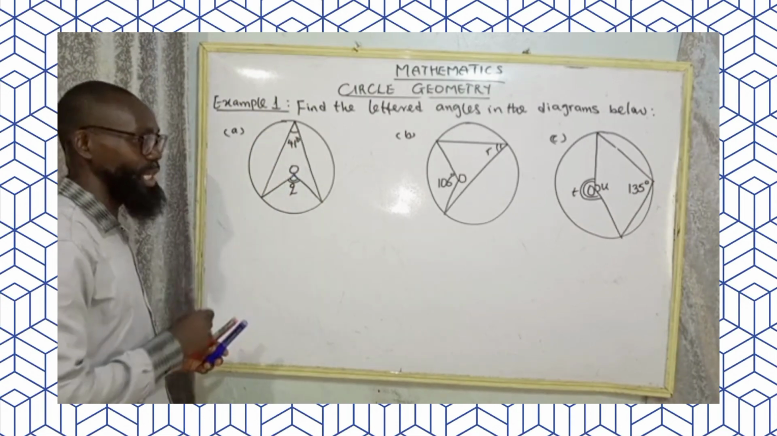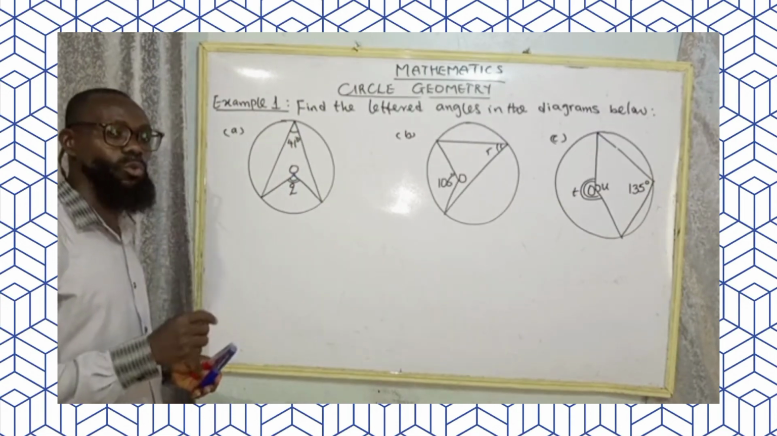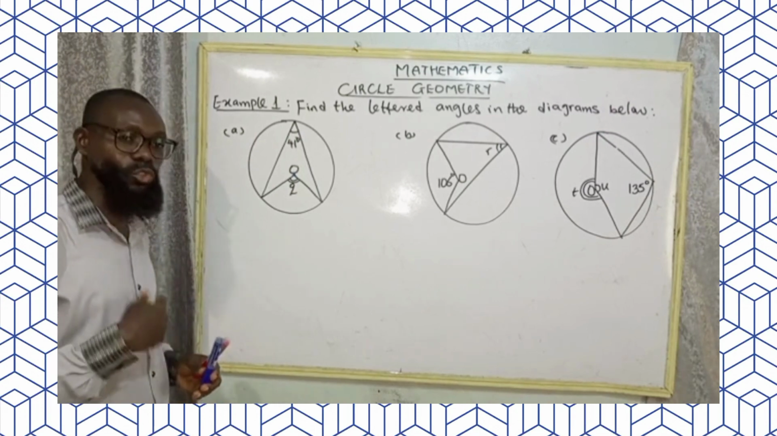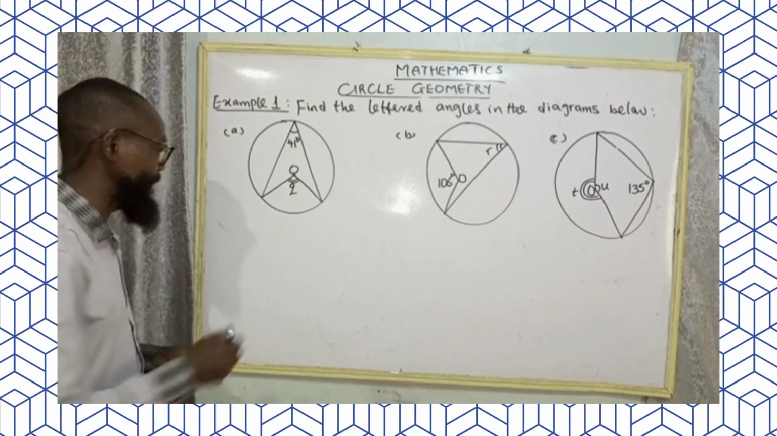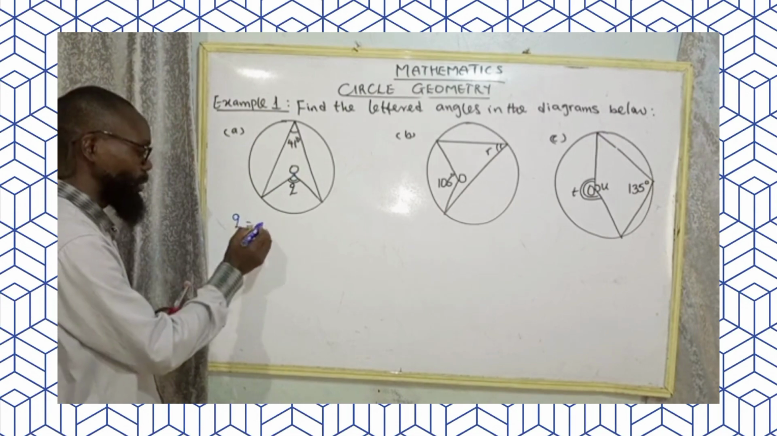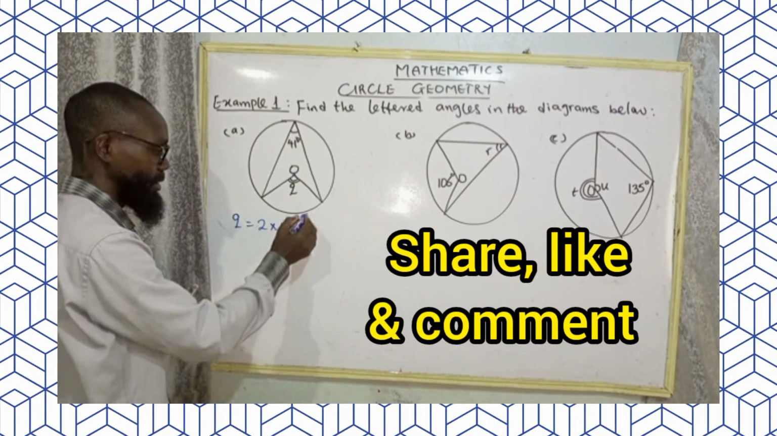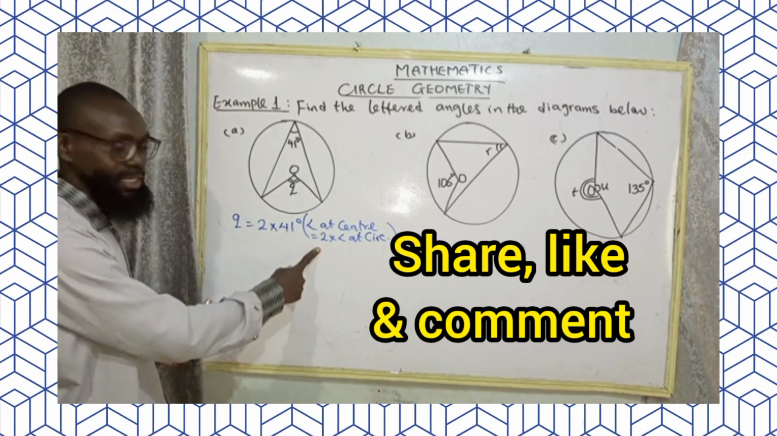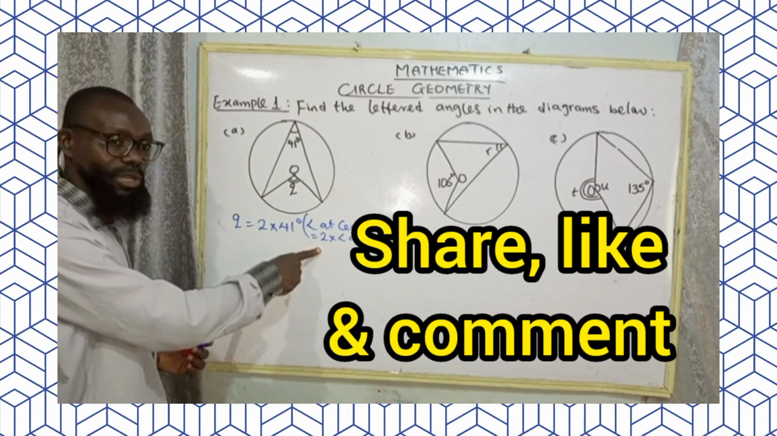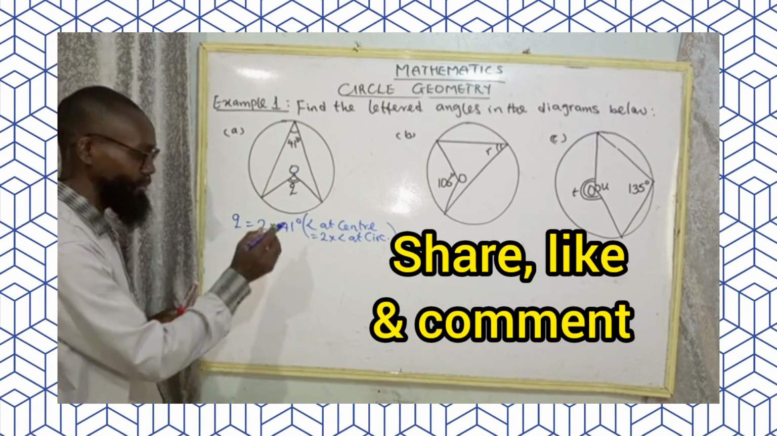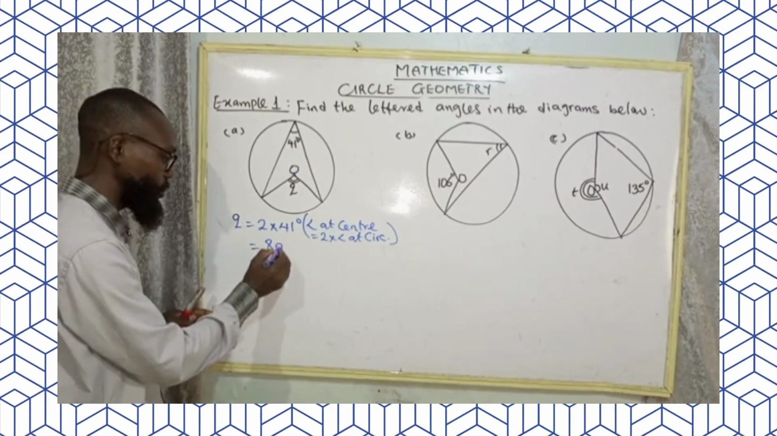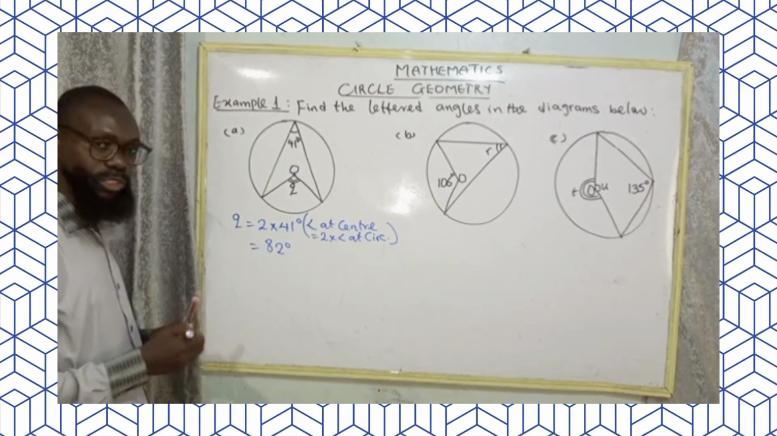Now, according to the theorem, to get the angle at the center, it is twice the angle at the circumference. That is, Q is equal to 2 multiplied by 41 degrees. Reason: angle at center is equal to 2 times angle at circumference. So 2 multiplied by 41, we have 82 degrees. So angle Q is 82 degrees.